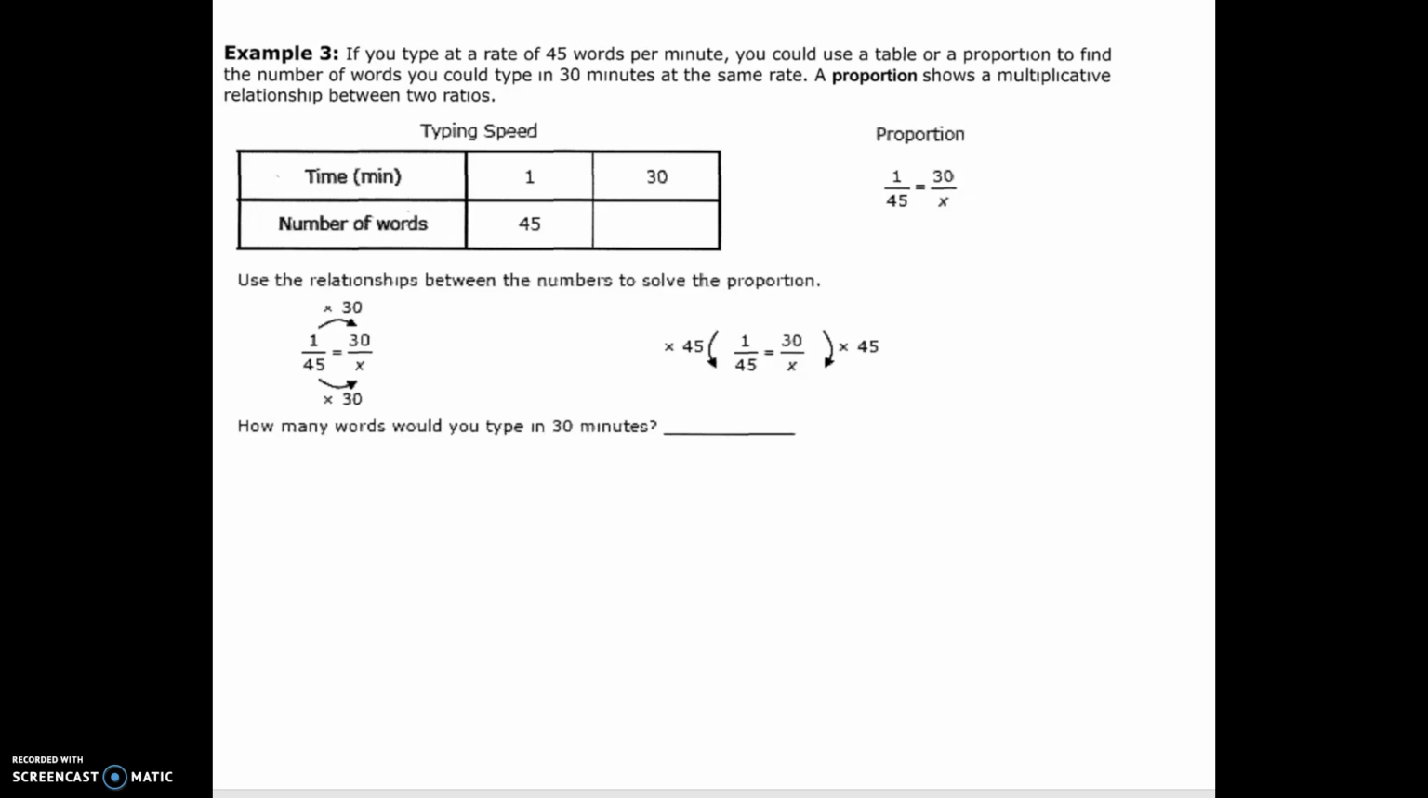And so you do have different ways that you can get the same answer. So first we have the table where we have the 1 and 30 at the top for the time, comparing 1 minute to 30 minutes.